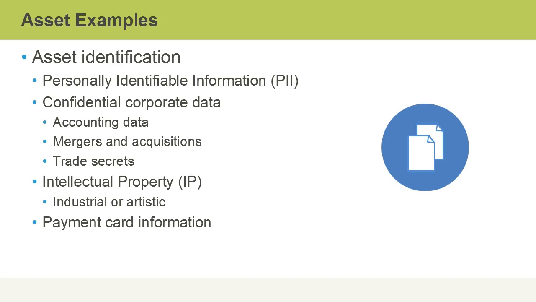There's also intellectual property or IP, and this could be related to industrial processes or methods, or it could be artistic, such as copyrights for artwork or for music. Other assets include payment card information. So if we deal with cardholder data, whether they be debit cards or credit cards, that data has to be stored in a secured manner and transmitted securely. And as such, it could be very important for an organization to safeguard that type of information.